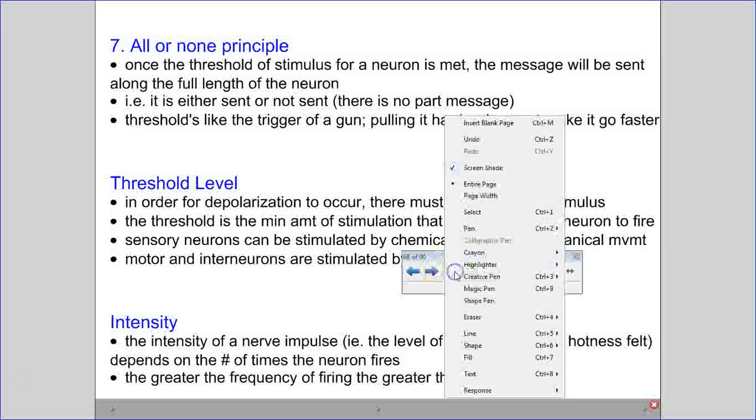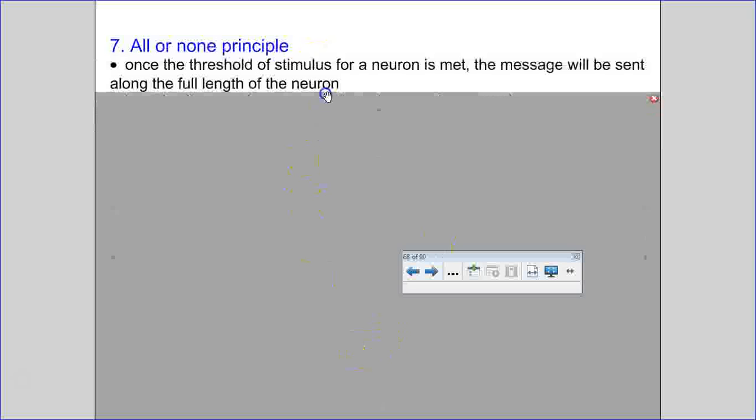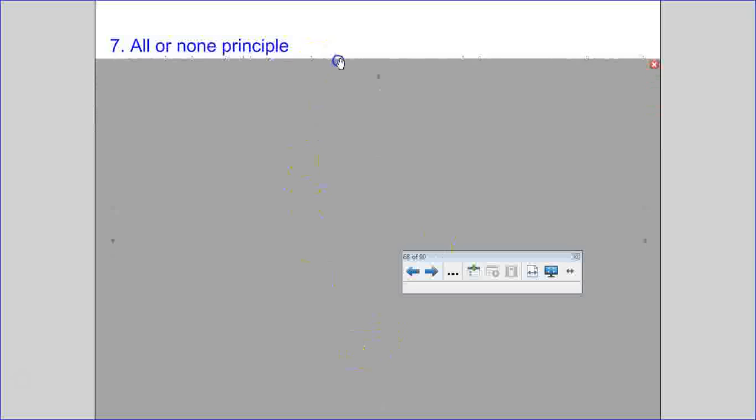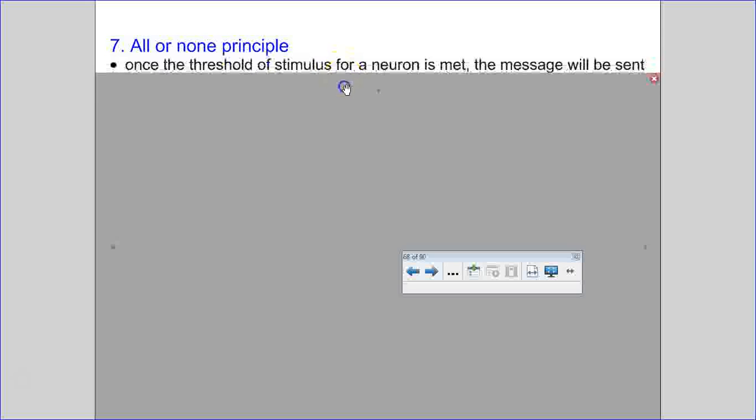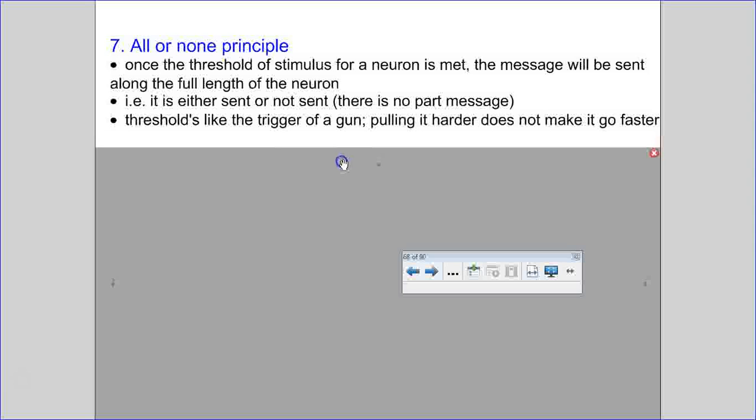Number 7 asks you to define or explain a couple of things. One was the all or none principle. If you read about it in your book, basically, once the threshold of the stimulus is met, the message is going to be sent along the full length of the neuron. It's not going to go part way. There's no part message.